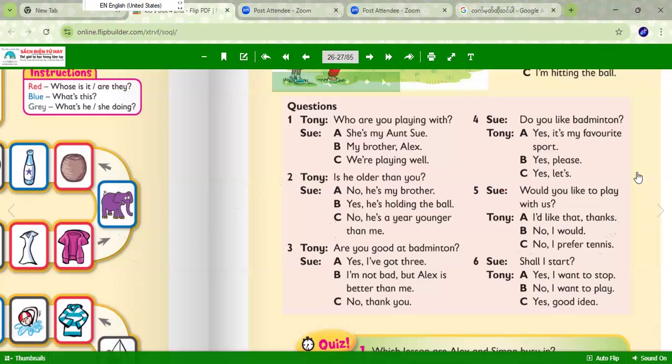So what about 6? Shall I start? Options: yes, I want to stop; no, I want to play; yes, good idea. What do you think? B. Yes, good idea.